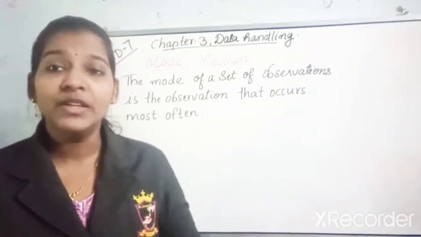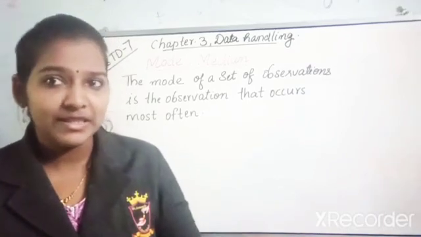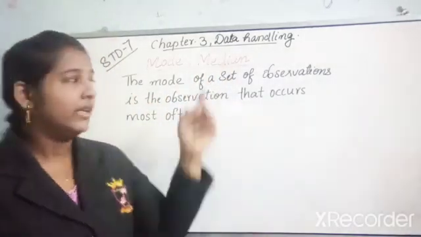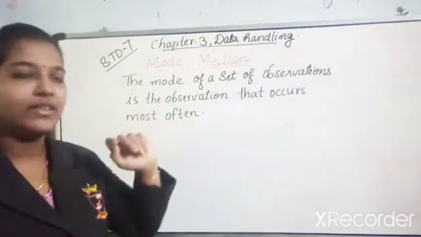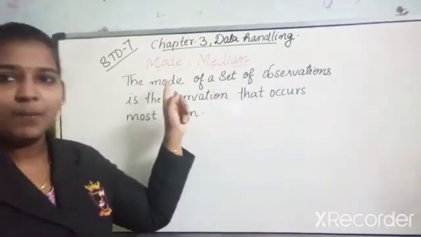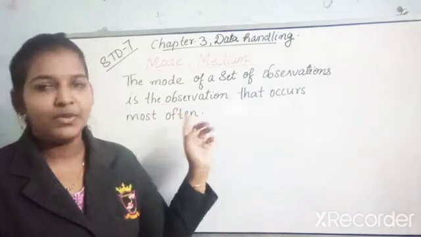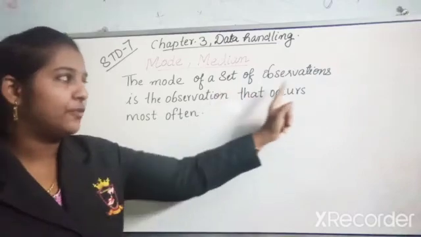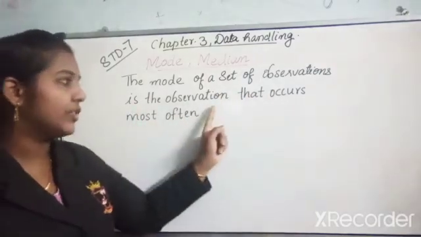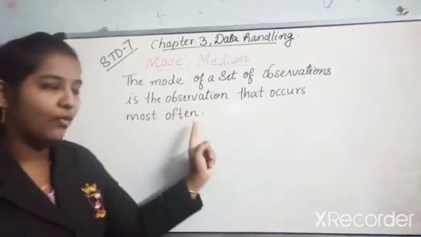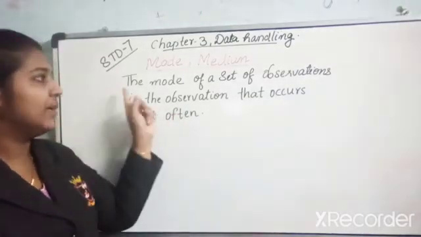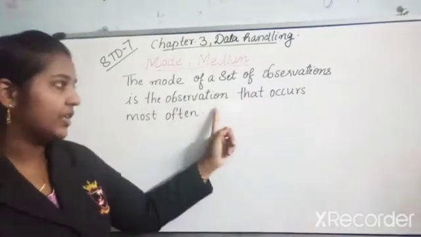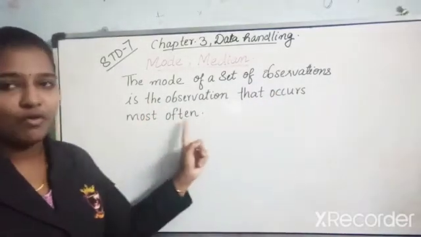Now we are moving to the next measures of central tendency, and those are mode and median. First we will discuss mode. What is mode? Here is the definition of mode. The mode of a set of observations is the observation that occurs most often. Once again, the mode of a set of observations is the observation that occurs most often.